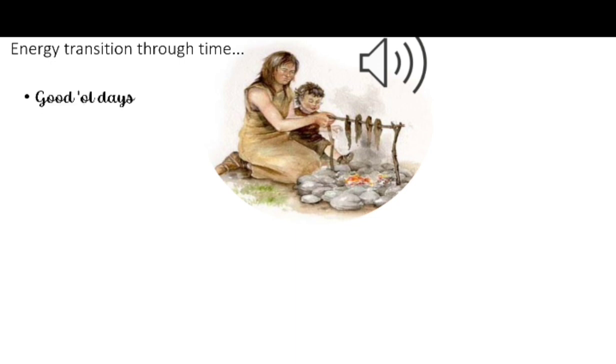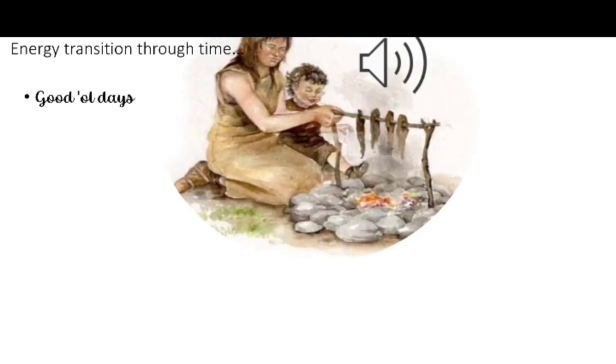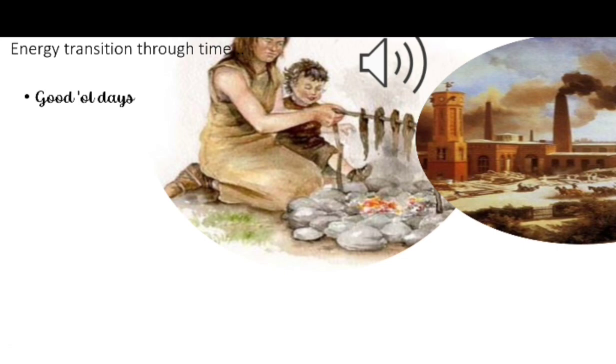So we can see the good old days, the Stone Age. Look at the energy source there. Then the industrial evolution came in, the transition from the Stone Age to the industrial evolution. That's the 28th century. You can see the change in energy sources.